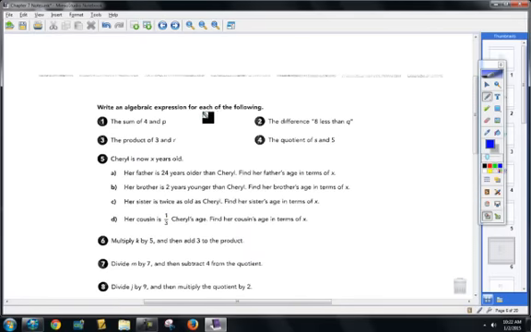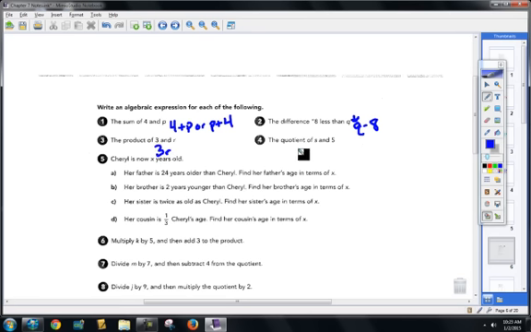Write an algebraic expression for each of the following. Okay, the sum of 4 and p, so we got 4 plus p. Or, could you write it as p plus 4? And why can you do that? Because of the commutative property. Okay, number 2, this is the one I said to be careful of. The difference 8 less than q. Okay, if it's 8 less than q, then that means q minus 8, because it's 8 less than that whole amount. Okay? The product of 3 and r, we have 3r.